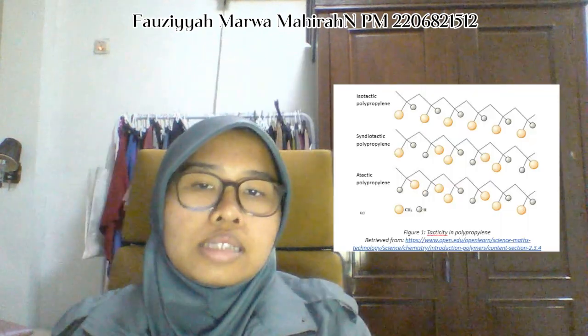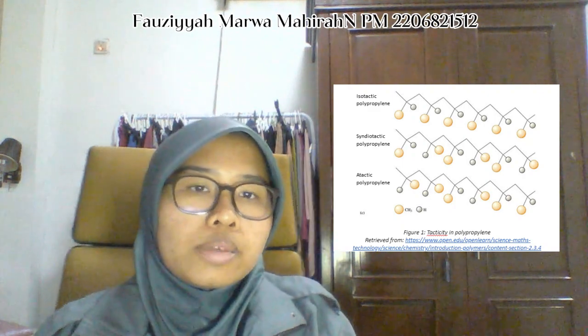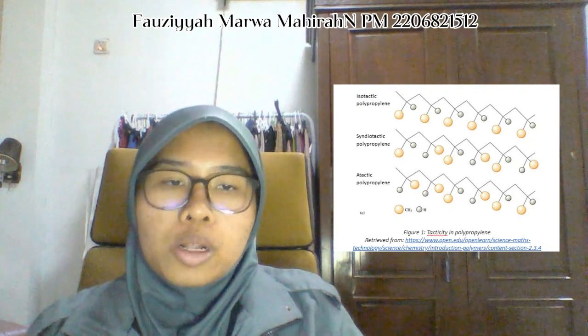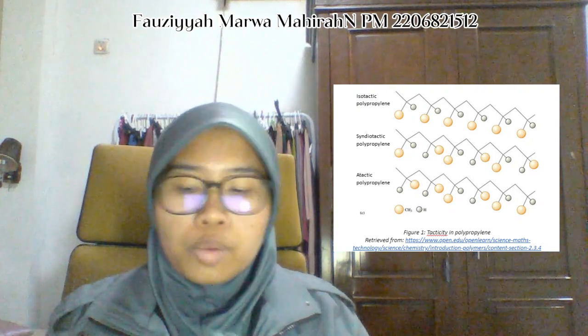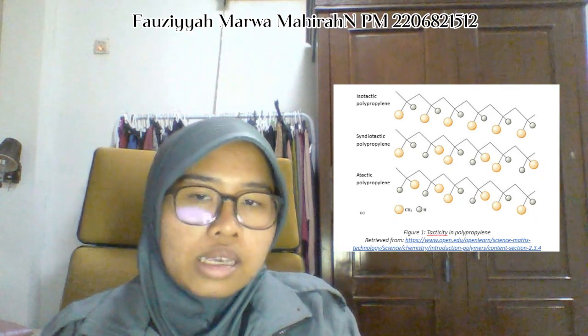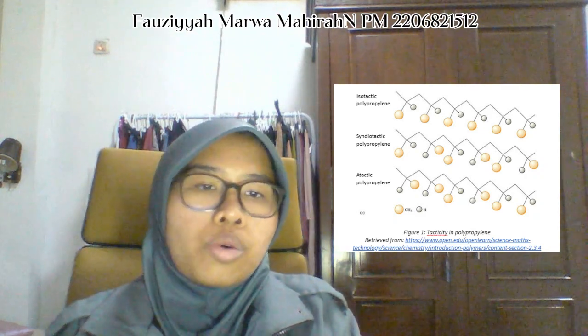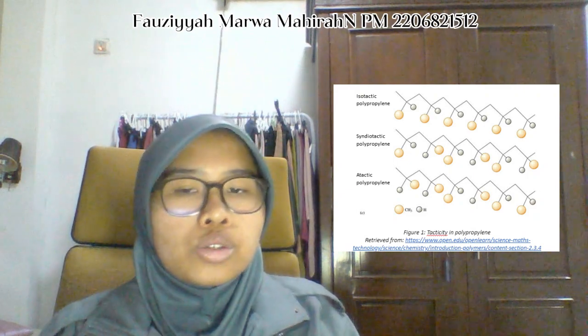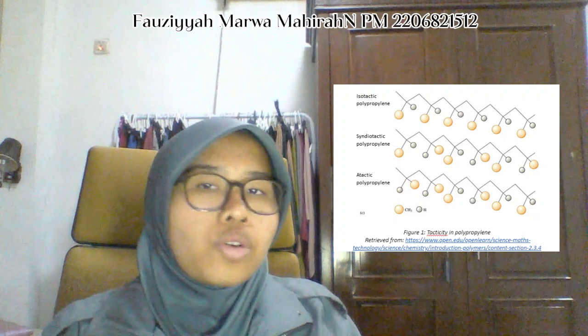The last one is atactic polymer. An atactic polymer is where the side chains are randomly distributed along the polymer backbone, so no pattern at all. In an atactic polymer, there's no consistency and no ordered arrangement in the side groups, so this results in a more amorphous structure. An example of an atactic polymer is atactic polypropylene, which you can find in certain amorphous thermoplastics.